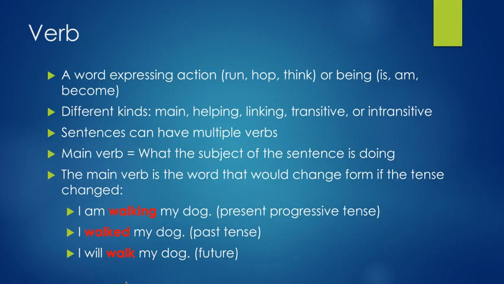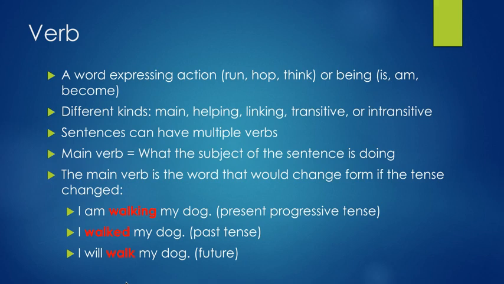All right, so a verb is a word expressing action. So you can think of running, hopping, thinking, or a state of being, so is, am, become, etc. There are different kinds of verbs that act in different ways. So you have main verbs, helping verbs, linking verbs, transitive verbs, intransitive verbs.